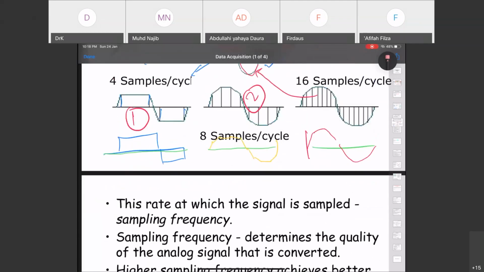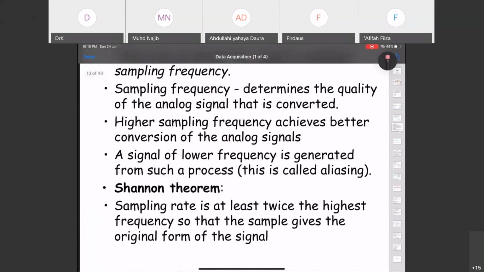This slide tells you something about the Shannon theorem. The sampling rate should be at least twice the highest frequency, so that the samples give the original signal form. They say here, for example, if I take the power line, the power line is basically a pure sinusoid.